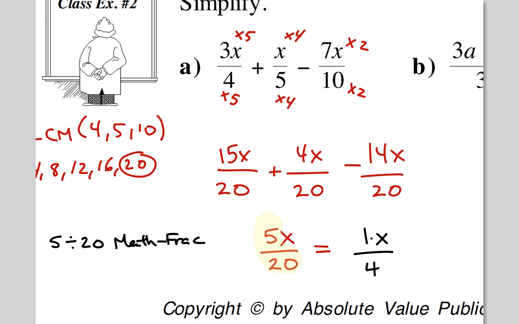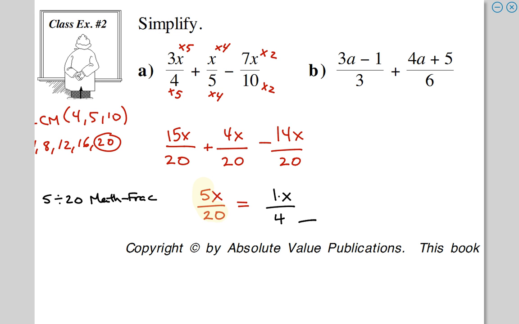Is there a non-permissible value? Is this denominator ever 0? Or is it always 4? Okay, so there's no NPV there. Next one.